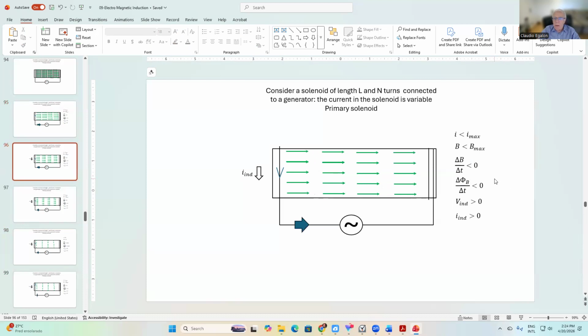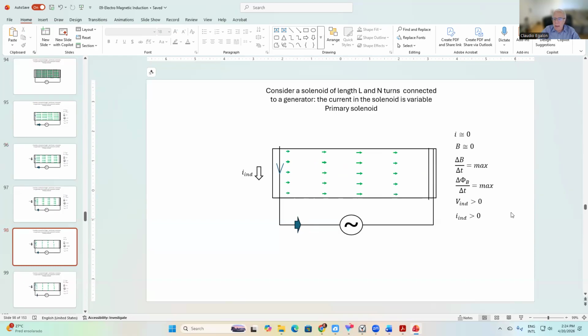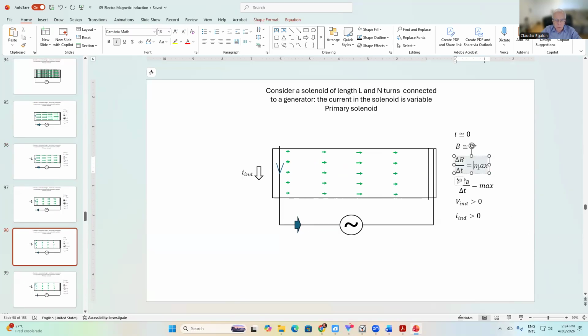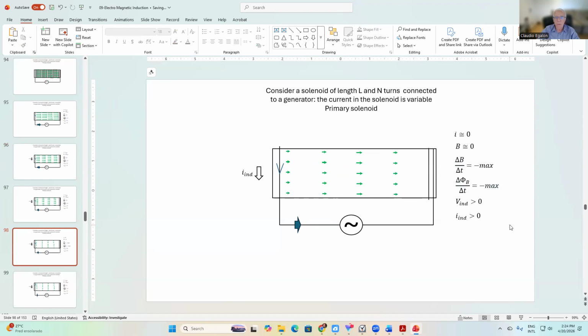Increasing in magnitude. It's a negative, but it increases in magnitude. How am I going to put that here? Let's put equal to minus maximum value.